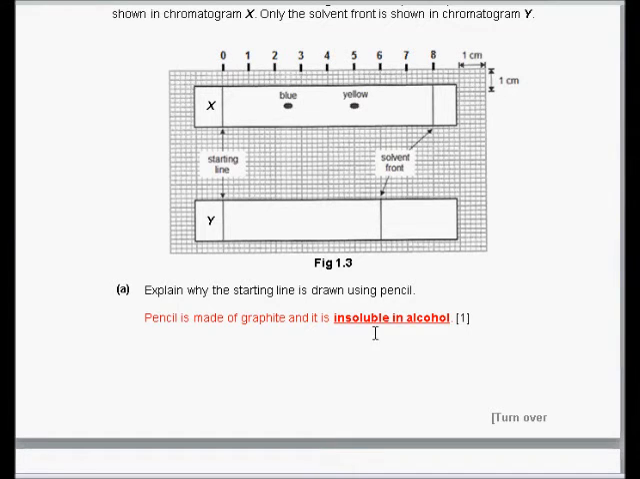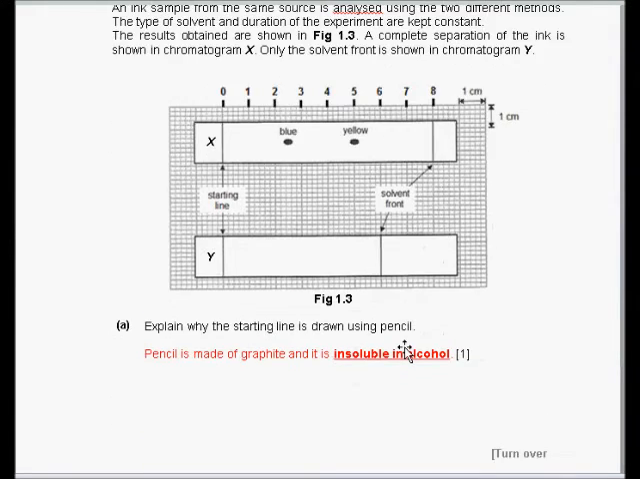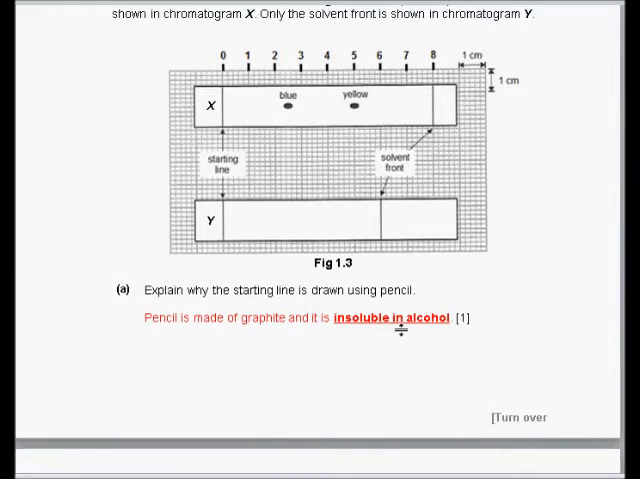Now, the question asks you why using pencil. So you have to explain pencil. You should not explain pen. So the keyword is the pencil is made of graphite, which is insoluble in the solvent, which is alcohol. Okay, so you should not explain using pen. I mean, you should not explain it from the pen perspective.